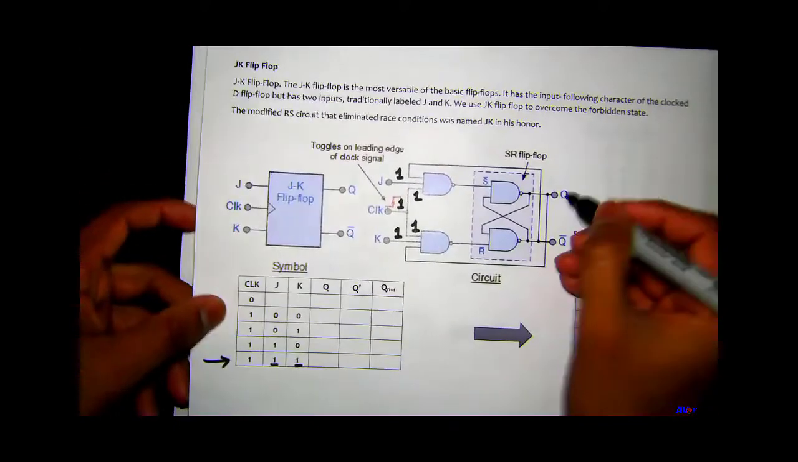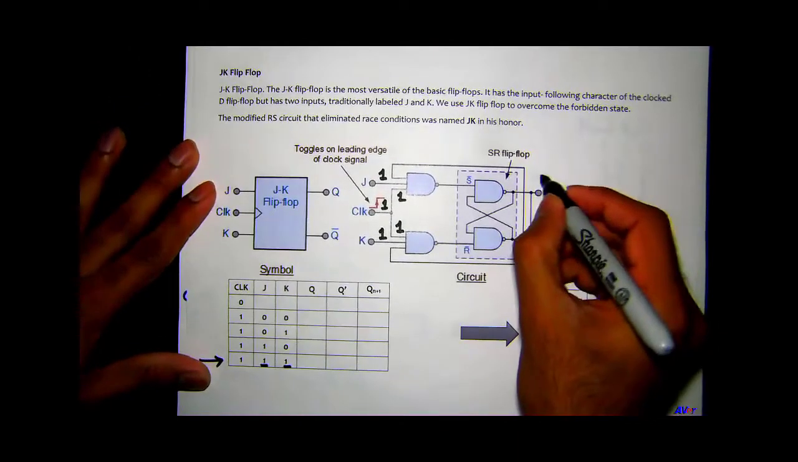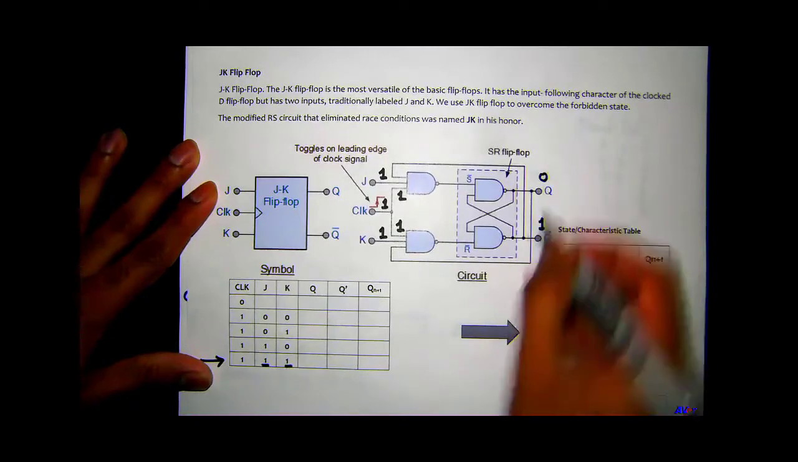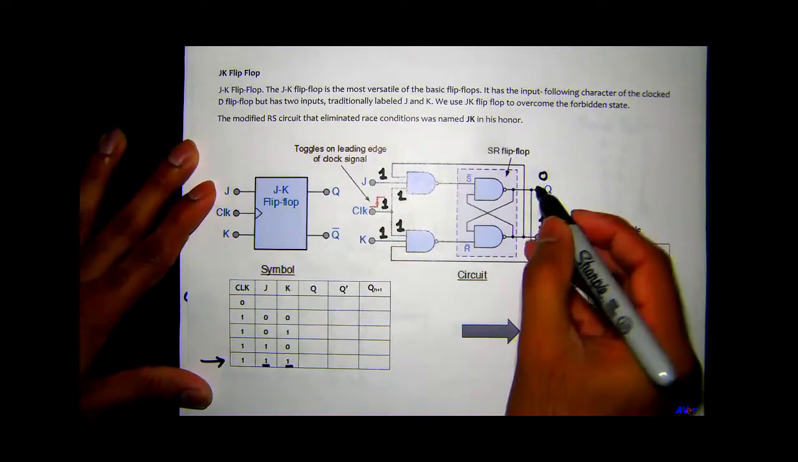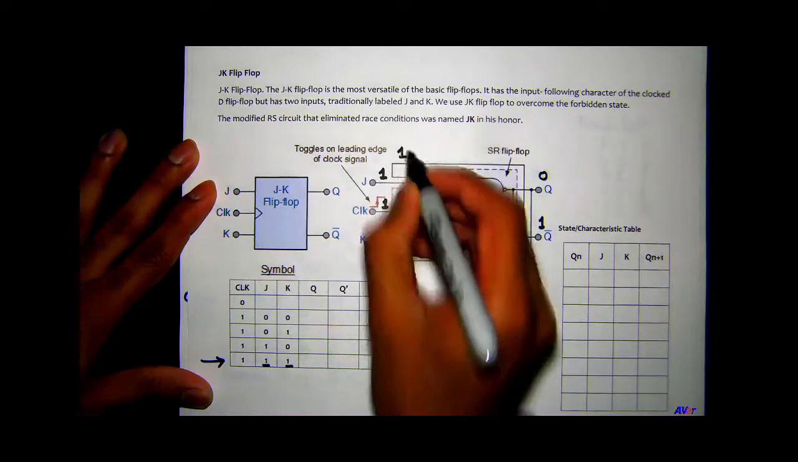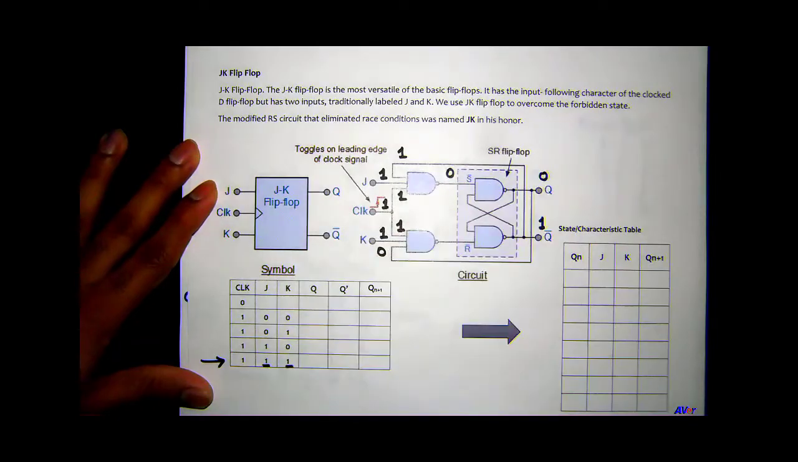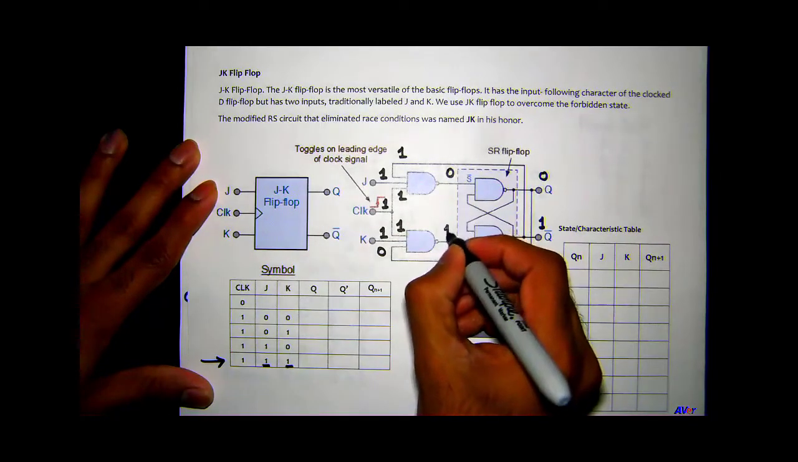Now what are the previous states, Q and Q naught? Those are 0 and 1. So I got 0 here and 1 here. These are fed into the inputs of these NAND gates. So this is 0 and this is 1. We know 1 1 1 gets us 0 going through a NAND gate, and 1 1 0 gets you 1.